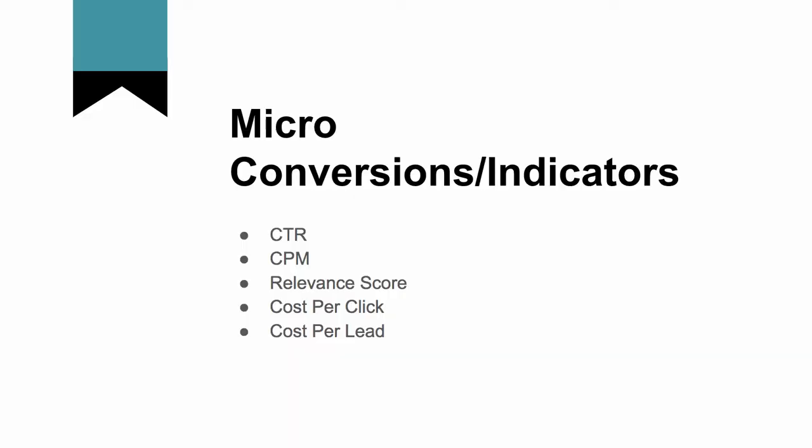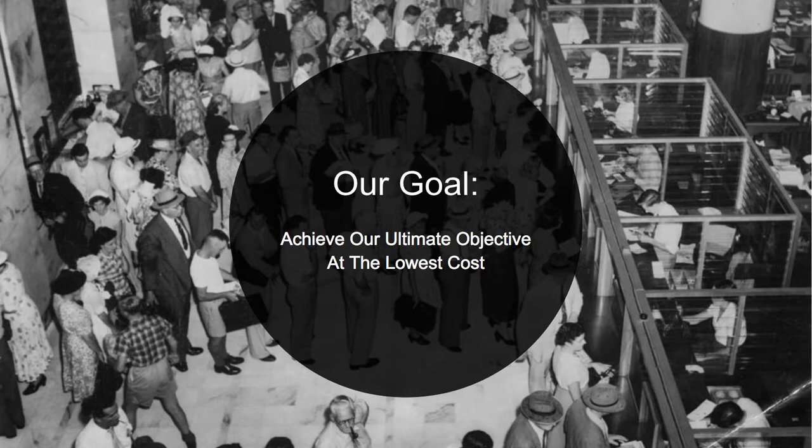So what are some micro conversions or indicators that will tell us how our campaign is doing? Micro just means at a smaller scale. So what are the little things going on that will tell us if our campaign and our advertisement is working or not? We have things like click-through rate, cost per 1,000 impressions, relevance score, cost per click, cost per lead. And we're going to go into each one of these individually.